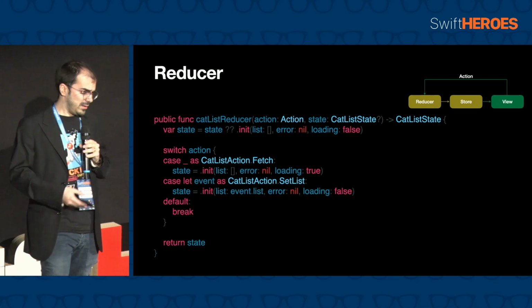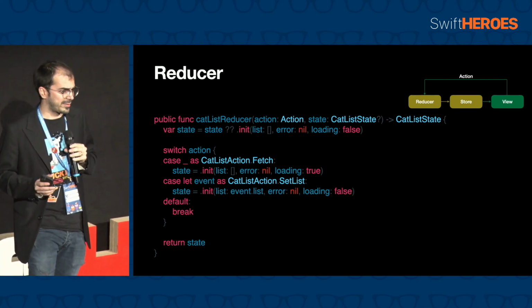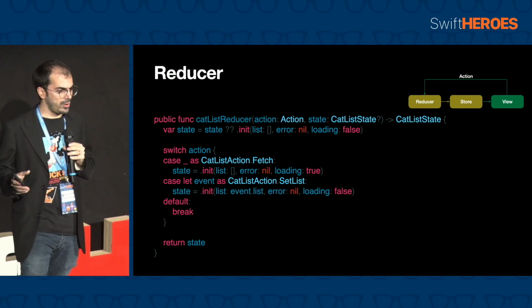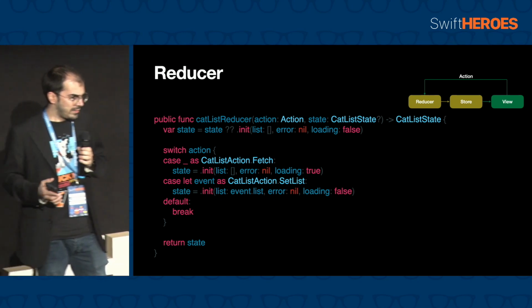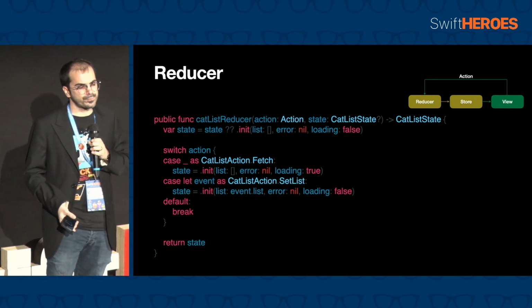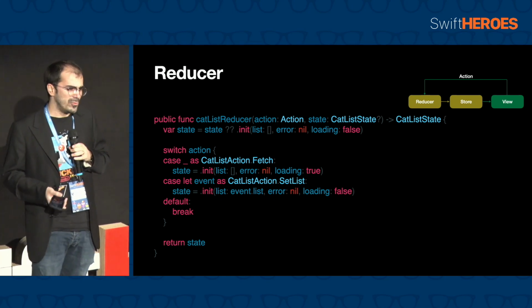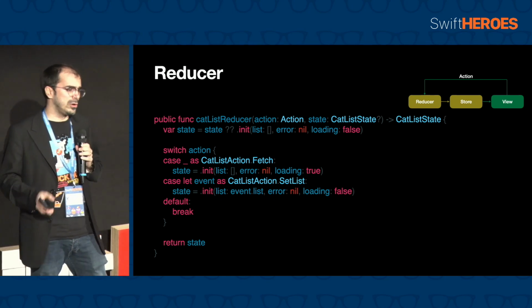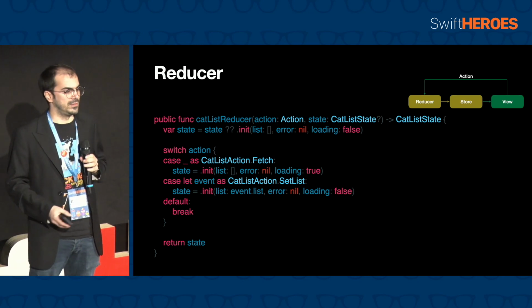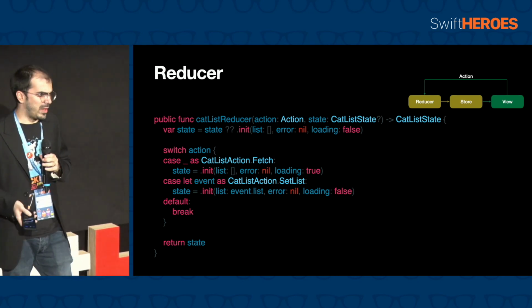I marked this stuff in the diagram above as a step of the reducer and the store, because as I said before, the store is something provided by ReSwift, and basically we don't have to do anything. It's all handled by ReSwift, and it's okay in this way. You see, the reducer is a very simple function.